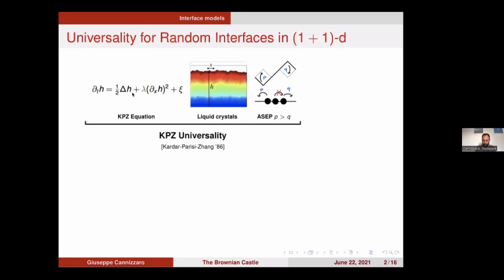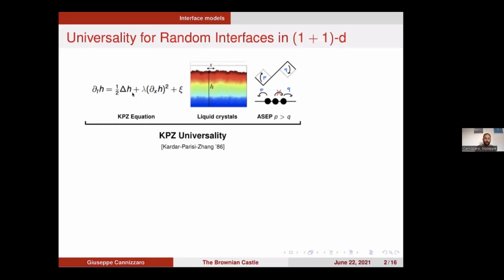And lastly, the last example is the asymmetric simple exclusion process. Here we have particles that simply perform independent random walks, but they cannot jump to positions which are already occupied by another particle. And here the interface, so this asymmetric simple exclusion process can be mapped to a random interface, and this is nothing but the corner growth model that we see above. And the asymmetry here lies in the fact that somehow the particle prefers to jump to the left than to the right.